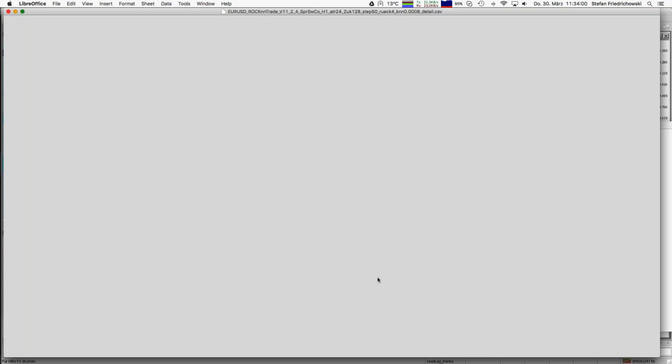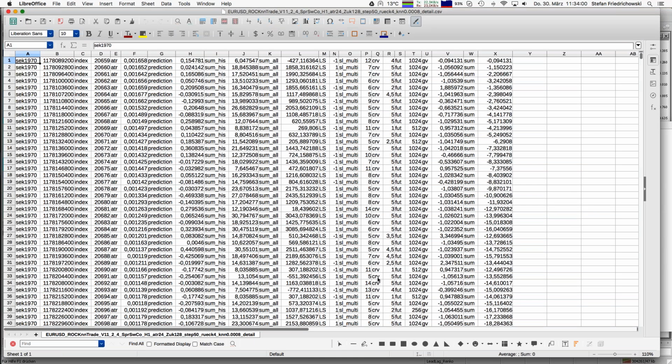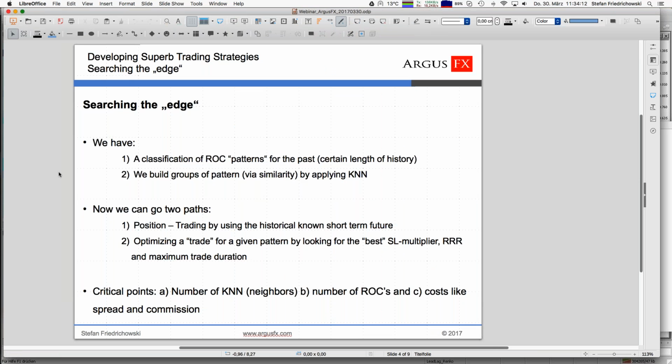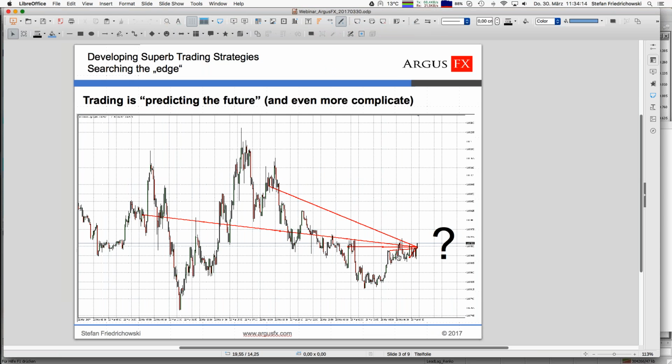Because currently what we are doing is, let me switch to that. I go back here. What we currently are doing is, we open all the time a new trade.